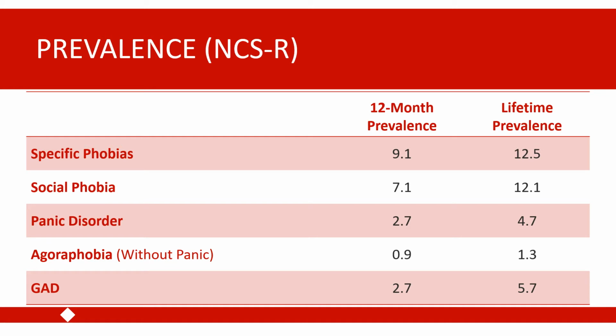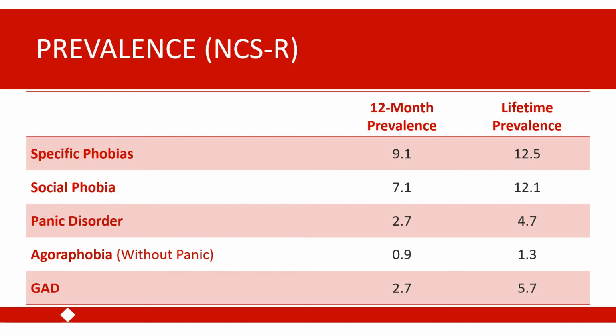The most common of these anxiety disorders are specific phobias. So about 9% of individuals meet criteria for a specific phobia in the past year, and about 1 in 8 individuals will meet criteria for a specific phobia at some point in their lifespan. Social phobia is also relatively common, with about 7% of individuals meeting criteria in the past year, and similarly about 1 in 8 people meeting criteria in their lifetime. There's some evidence that the performance-only subtype may be more common than the generalized subtype of social phobia.